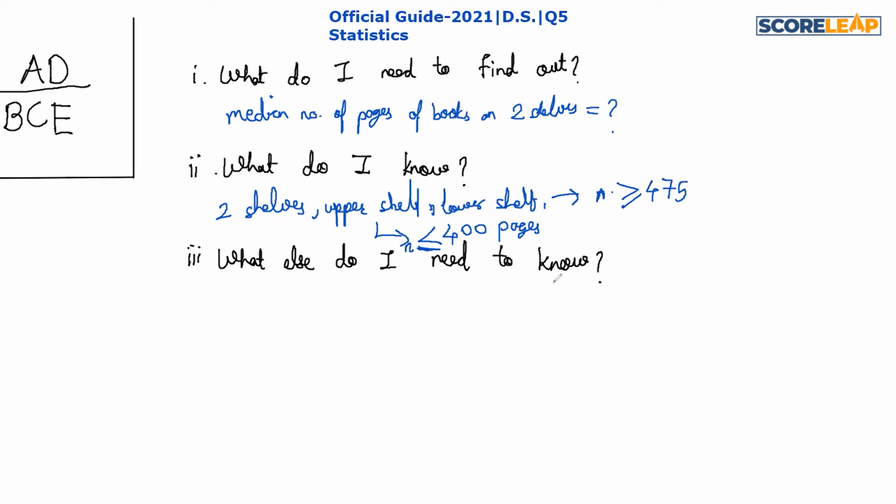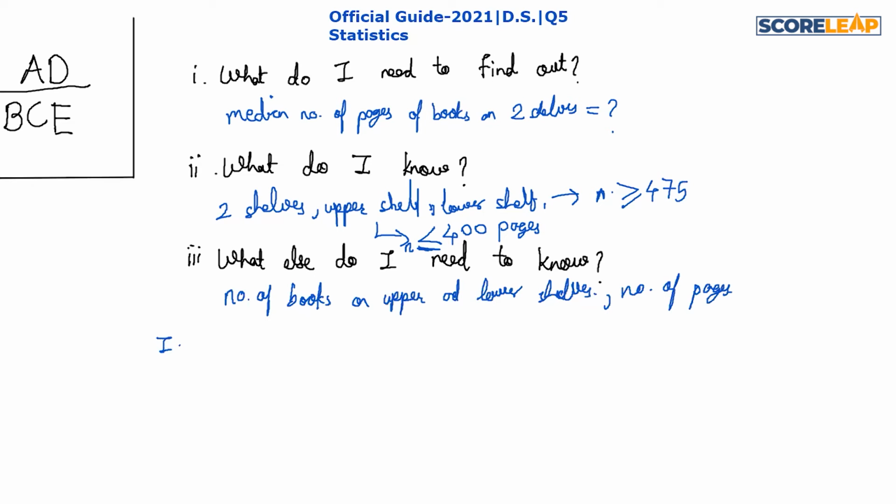So what else do I need to know? I simply need to know the number of books on the upper and lower shelf. Because if I am able to figure out the number of books and the number of pages, then I will be able to figure out the median number of pages of books on two shelves. So let us jump to statement 1.